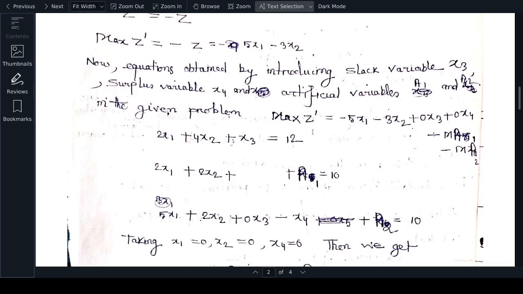Okay, so just here you see, you can identify that for x3 we get the first column of the identity matrix. For a1 we get the second column of the identity matrix, and for a2 we get the third column of the identity matrix. So here, in total how many variables are present? Six, I think. Six, right? Yes, sir.